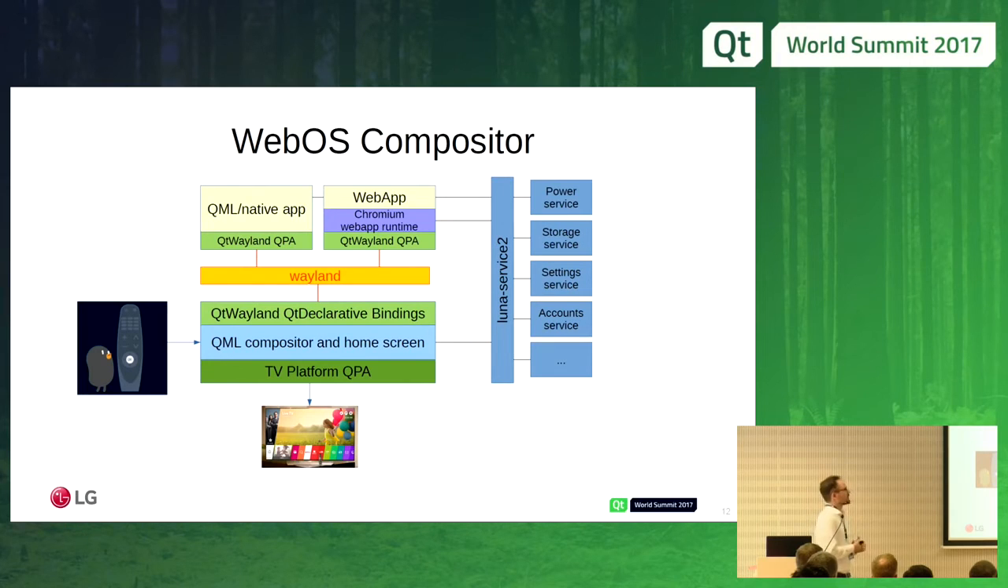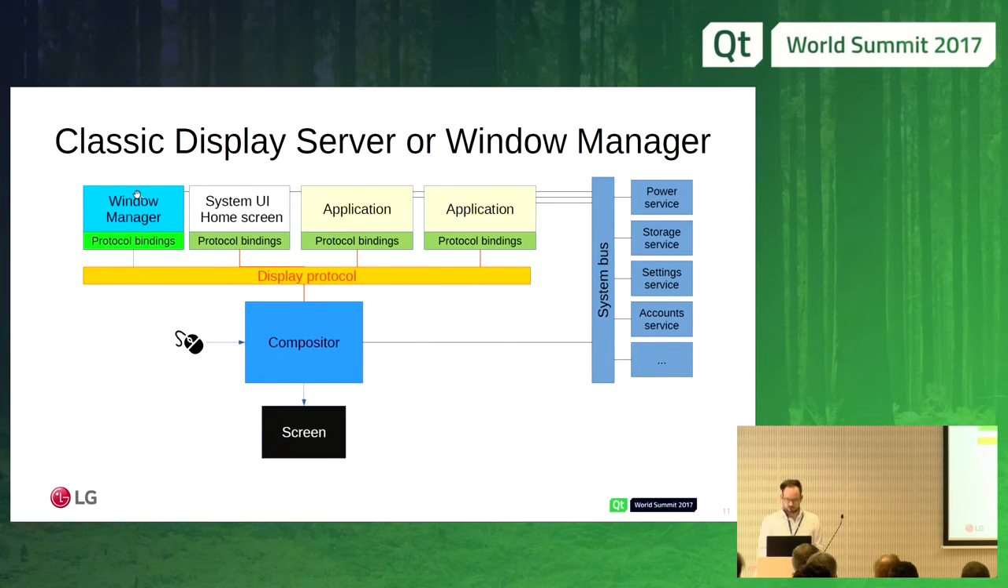Now in the webOS compositor, instead we have everything that is window management and launcher and home screen all in the compositor process. So it's all just QML. And QML uses Wayland through QtWayland QtDeclarative bindings. So all of the Wayland objects just show up as QtDeclarative items. And on the applications, we have QML or native applications. They use the QtWayland QPA, and web apps run on a Chromium runtime, which also uses the QtWayland QPA.